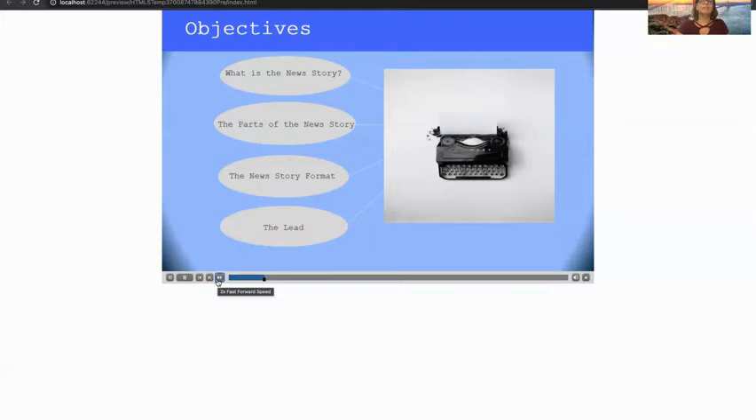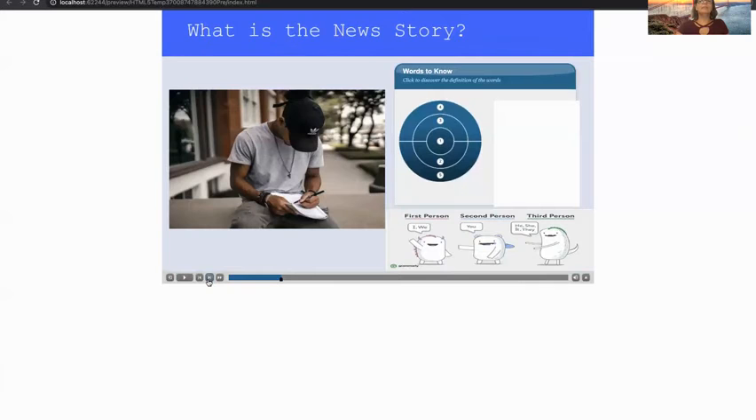You see here the objectives of this lesson, and they are: what is the news? This is just a sample of the narration. And then in the third slide, the topic is going to be explained, each objective. So here's what is the news story.